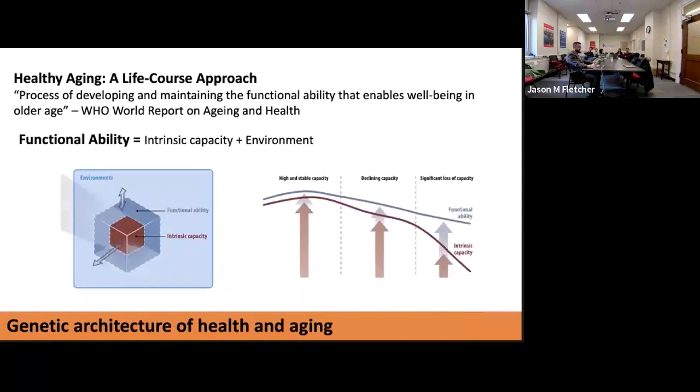Functional ability comprises the health-related attributes that enable people to be and to do what they have reason to value. And it is made up of an individual's intrinsic capacities, which is a composite of all physical and mental capacities, and the relevant environmental factors and the interactions between the individual and these factors. So through the lifespan, there are periods with relatively high and stable intrinsic capacities, but with advancing age, there are declines in capacity, which ultimately result in a significant loss of physical and mental capacities. And of course, the environment can exacerbate or mitigate these declines in intrinsic capacity.